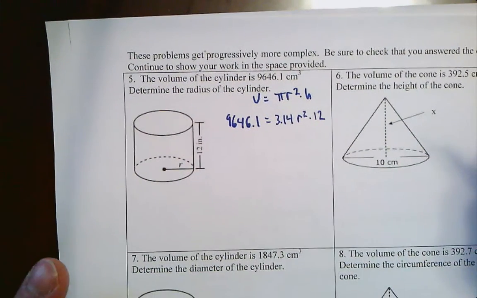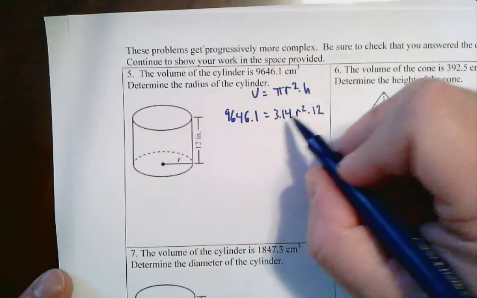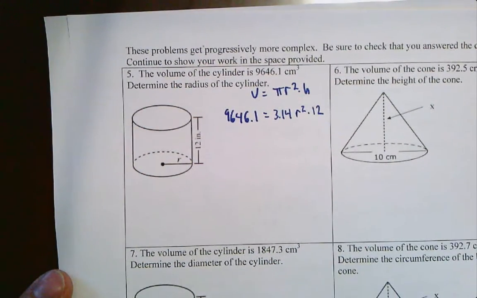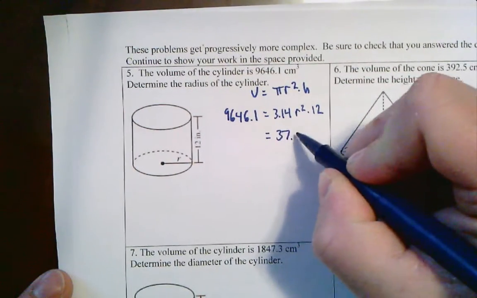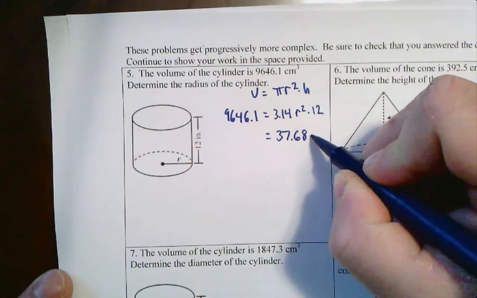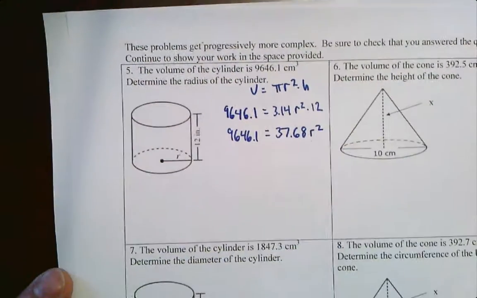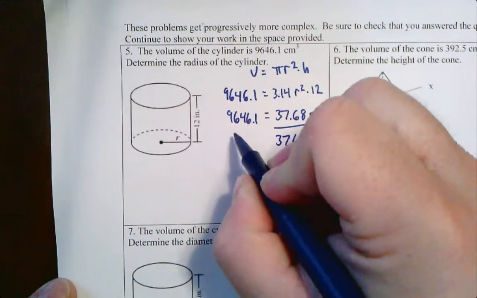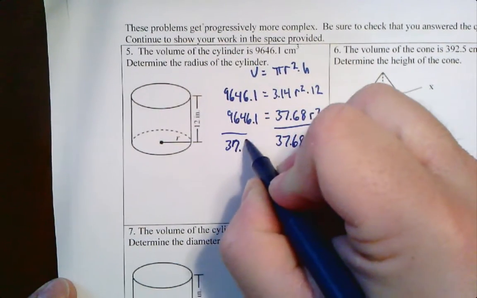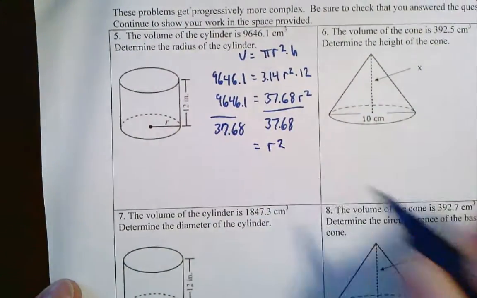All right, actually doesn't look too bad. So we'll multiply 3.14 times 12. So I'm going to do 3.14 times 12. And I'm going to get, this side is 37.68 radius squared, equals 9646.1. Now I get to divide each side by 37.68. And then you're left with radius squared.